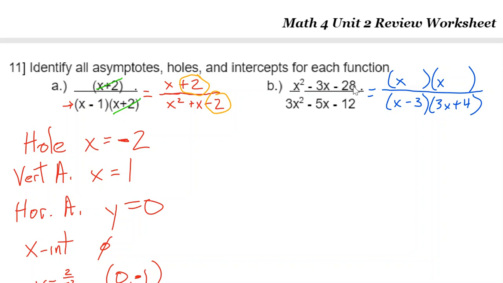7 times 4 is 28. 7 minus 4 is 3. And if I have a -3x in the middle, then my biggest factor, which would be 7, is also going to share that sign. And if they're going to multiply to make a -28, then the other guy's got to be positive. Now, at this point, I can look at these and realize, nope, nobody's canceling. So I'm not going to have any holes.